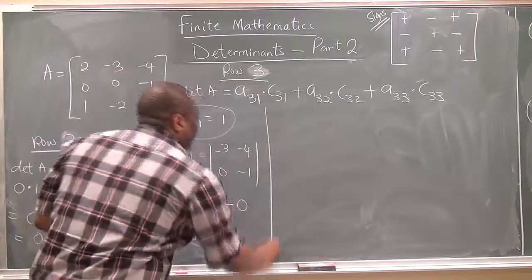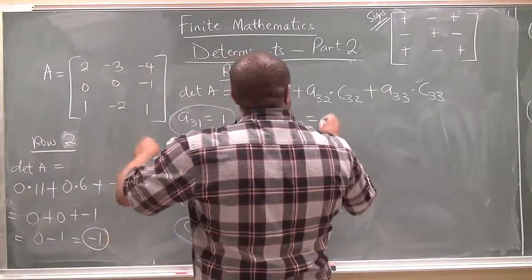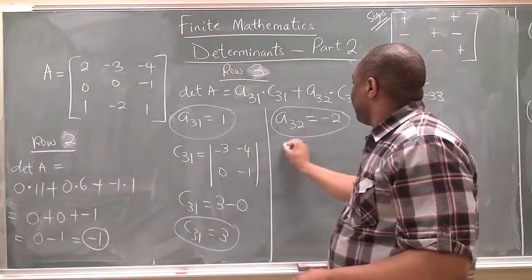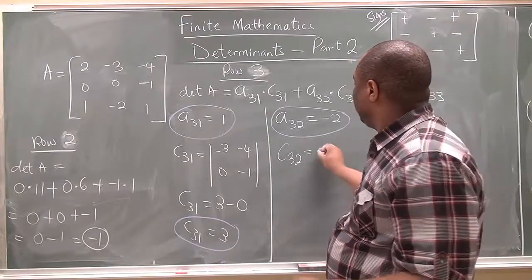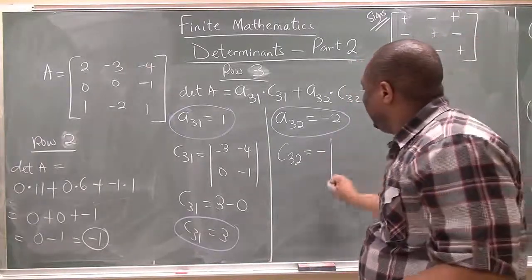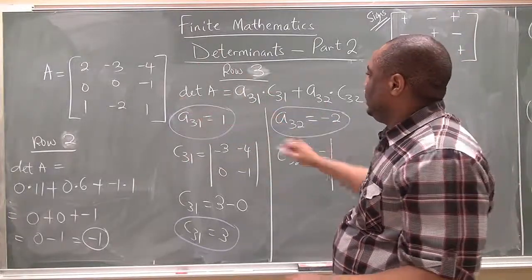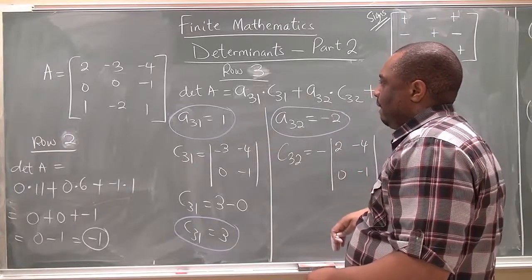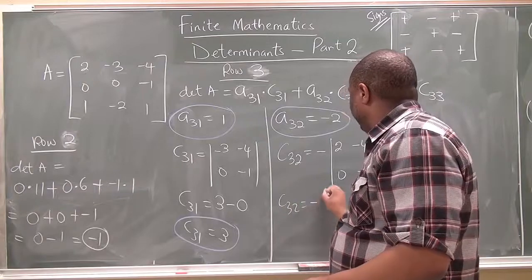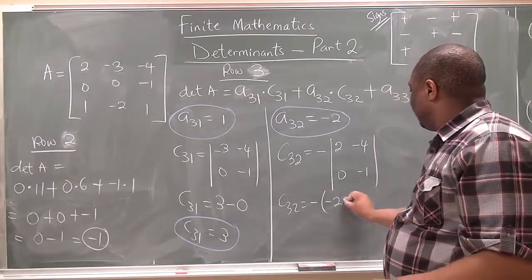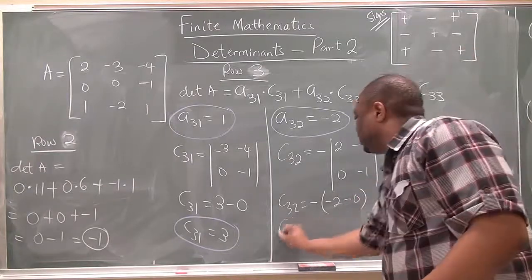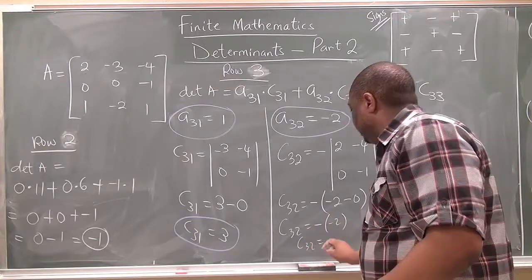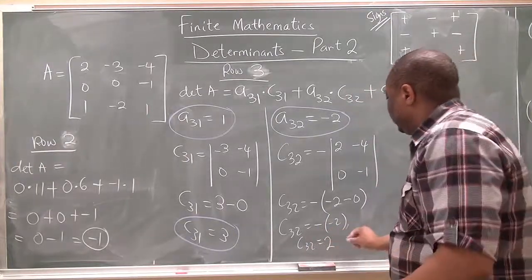Then we have A32. A32 is negative 2. I circle it. Now we find C32. C32, 3 plus 2 is what? 5. So that's negative. The negative you see here. Determinant, this, 2, 0, negative 4, negative 1. And that will give you that C32 is negative, put parentheses, 2 times negative 1 is what? Negative 2 minus 0 times negative 4 is 0. So C32 will be negative negative 2, which is 2. So C32 is 2.